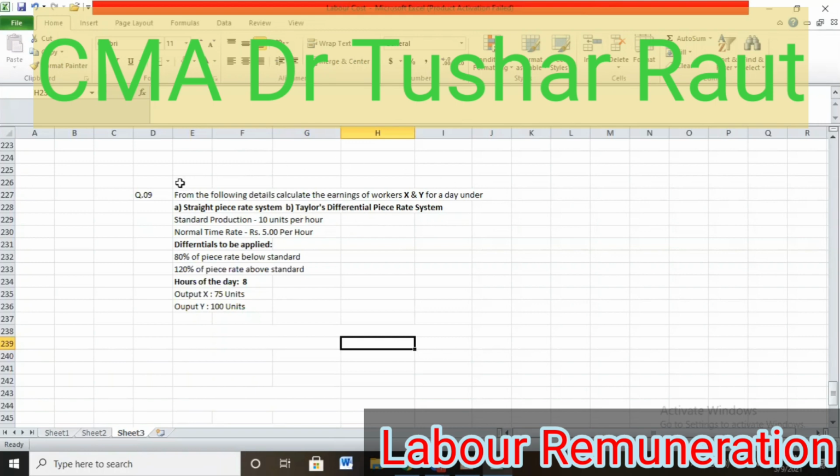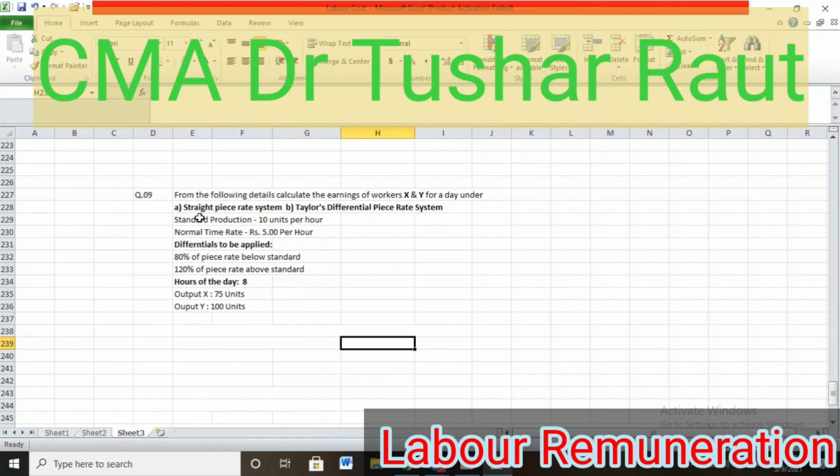The information given is that standard production is 10 units per hour. Thereafter, normal time rate is ₹5 per hour. Differential to be applied: 80% of piece rate below standard, if the worker works below standard, and 120% of piece rate above standard. Hours of the day are 8. Output of X is 75 units. Output of Y is 100 units.